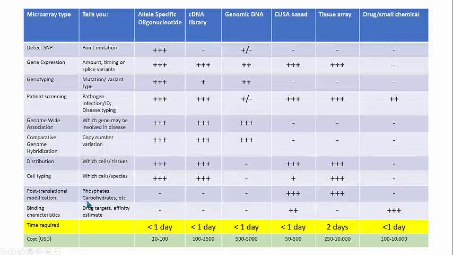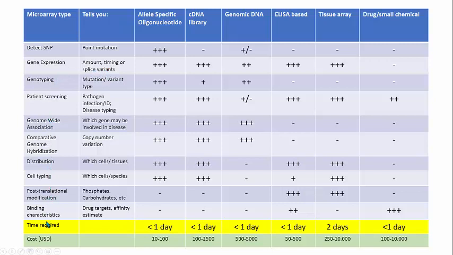All of the microarrays have names that tell you what that microarray does. This microarray is called a SNP microarray. It detects single nucleotide polymorphisms. It's looking for point mutations. This kind, called a gene expression microarray, would be an array that is looking at the cDNA or the RNA of a cell and seeing which RNAs are expressed at a given time in the cell or in a given cell type. So it's looking for the amount or timing of an RNA or the spliced variants of RNA.